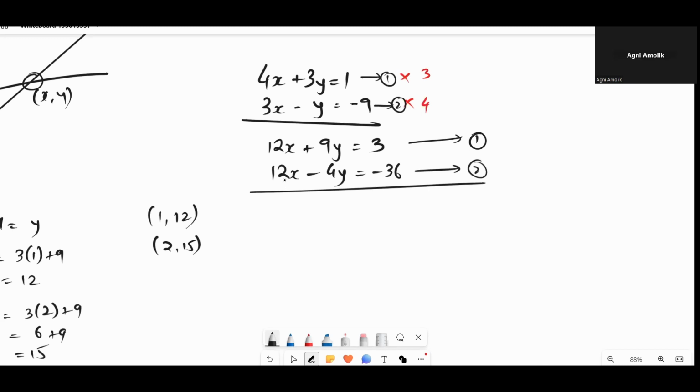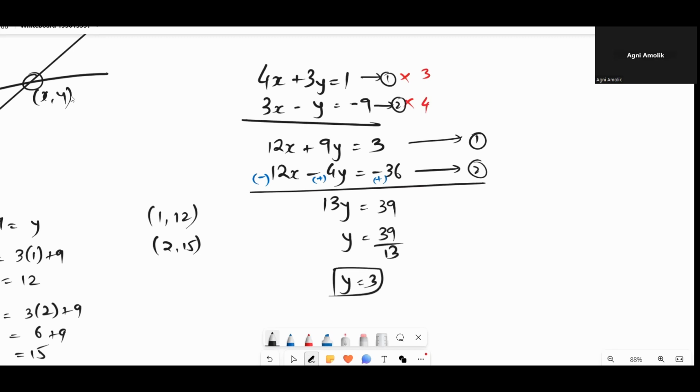Now we need to either add or subtract the equations to eliminate the x terms. If you add 12x plus 12x, it's not getting eliminated. So we have to subtract. Subtract means all the signs will change. This will become minus, this minus will become plus, this minus will become plus. So 12x minus 12x is 0. That's gone. Next, 9y plus 4y, using the new signs, is 13y. That equals 39. So y is equal to 3. So we got the y coordinate.